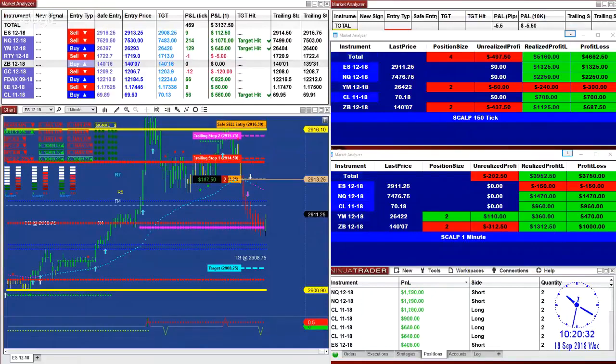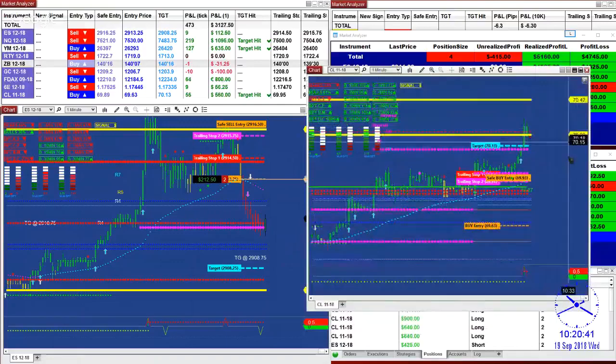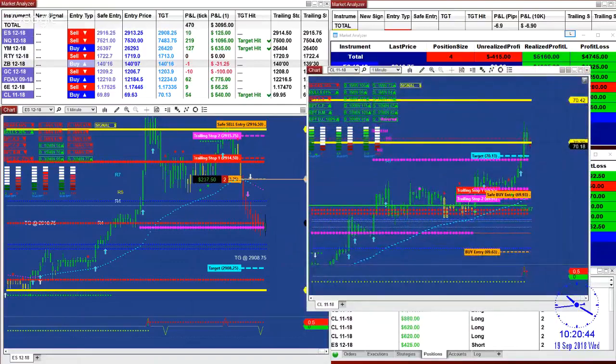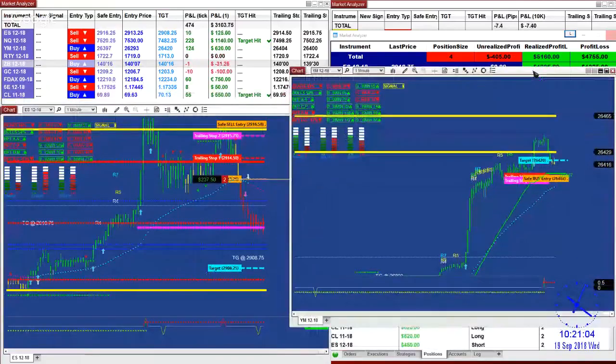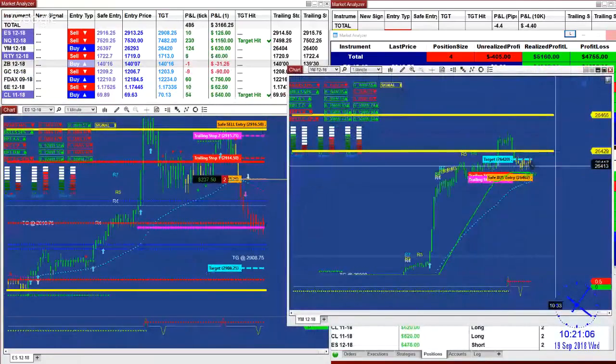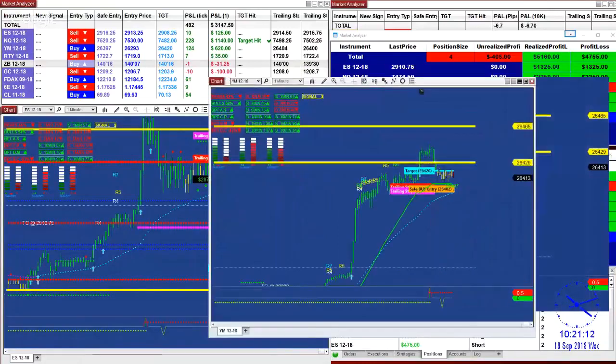Let me see if we can find any trade. The CL target has already been hit, and let me see if I can find a reversal on the CL. But the target is already hit and way above the target, so there is nothing we can do. ES, we are already running. No, YM. The YM has already hit the target, it's finished. We are waiting on a new signal.